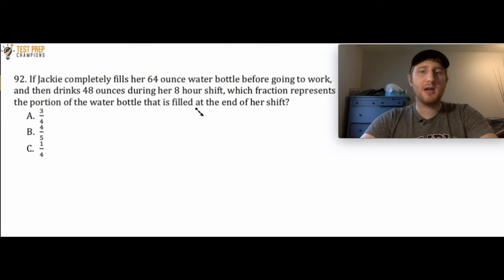So the key here is to see that we're asking what portion is filled at the end of the shift. And if you just do the portion at the beginning of the shift, then you probably got to answer choice A. And if you did that, I hate to tell you this, but that's actually incorrect here. But good try if you did that. What we need to do is start by subtracting 64 and 48, right? Because before she went to work, she had 16 ounces, then she drinks.